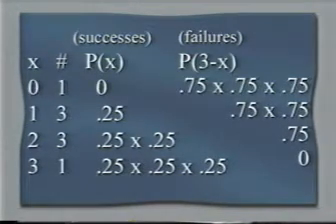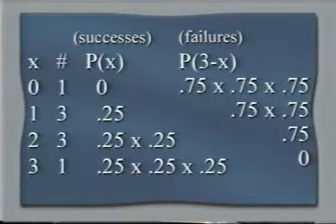Now, the probability of getting 1 success, answering 1 question correctly. There are 3 different ways to do that. And we discussed the reason for that in an earlier lecture on Pascal's triangle. The probability of getting 1 right is 0.25. The probability of getting 2 wrong is 0.75 times 0.75. And we multiply in those cases because, you see, those events are all independent.